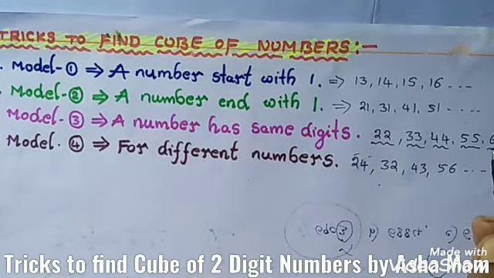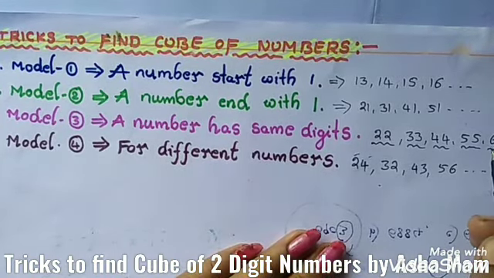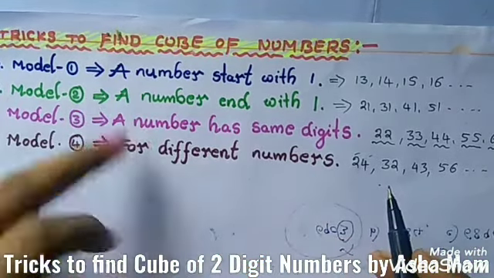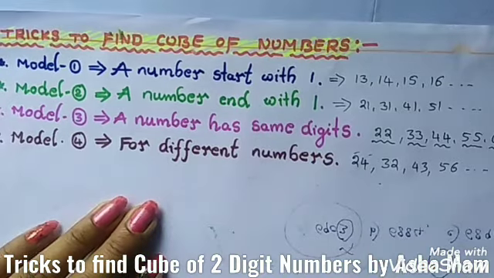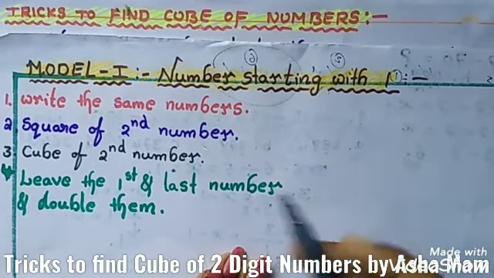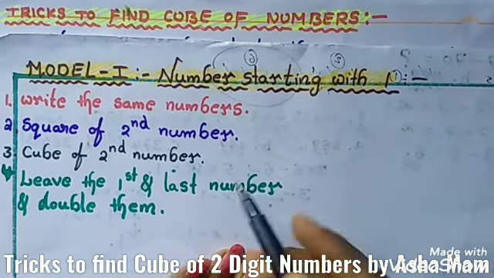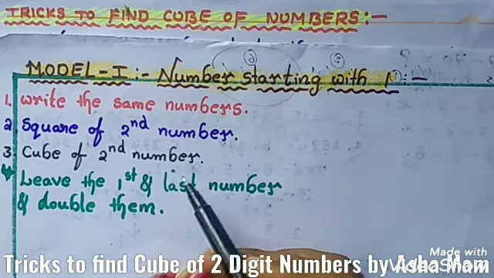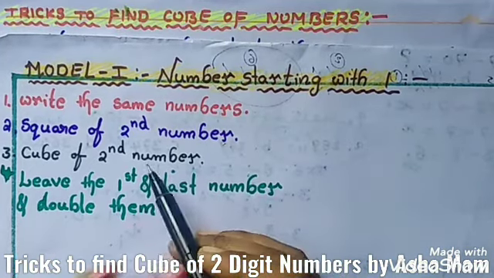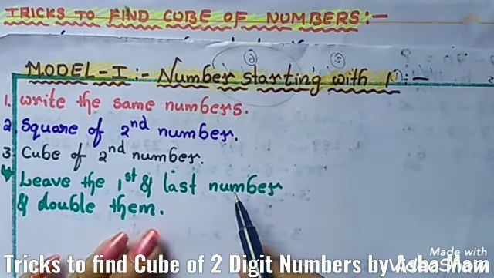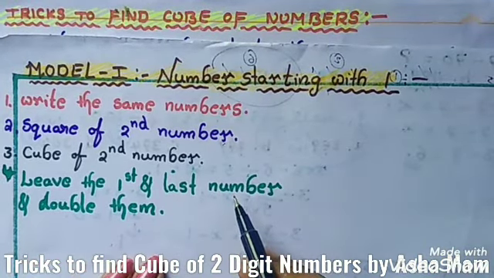If you want to find the cube of such a number, what are the tricks we have to follow? Let us discuss one by one. Let us see the first one, model 1, a number starting with 1. Here you have to follow only 4 rules. Rule 1, write the same numbers. Rule 2, square of the second number. Rule 3, cube of the second number. And rule 4, leave the first and last numbers and double the middle ones.